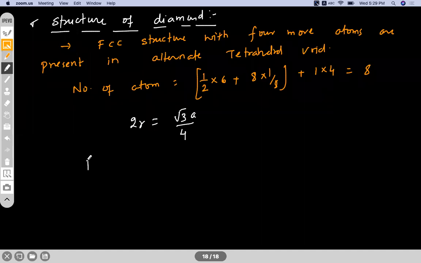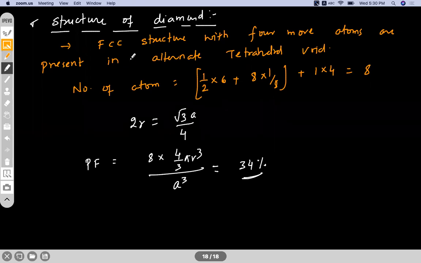Packing fraction you can find out easily. The packing fraction is, Z effective is 8. So we'll write 8 into 4 by 3 pi r cube divided by a cube. The a and r relation you already have, you substitute it, and the answer that you get is 34%. So once they have asked this question, what is the packing fraction of diamond? It's 34%. You can memorize this also. Otherwise, if you know the position of atoms, you can calculate this easily.